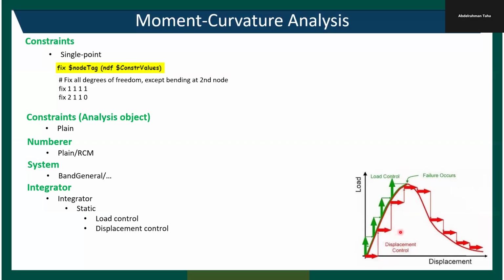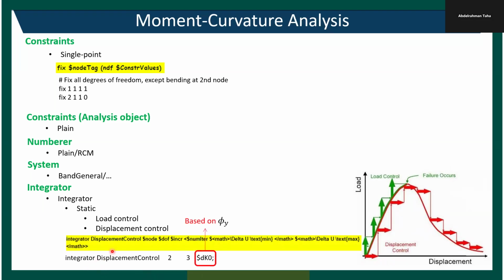And that's why for these types of problems, it's better to use displacement control, because there's no limit on how we can increase the displacement or the deformation of the cross section. So for our problem, we're just going to use displacement control.